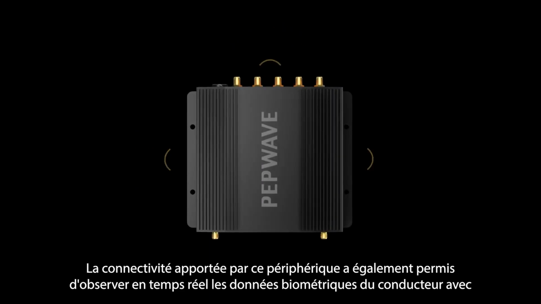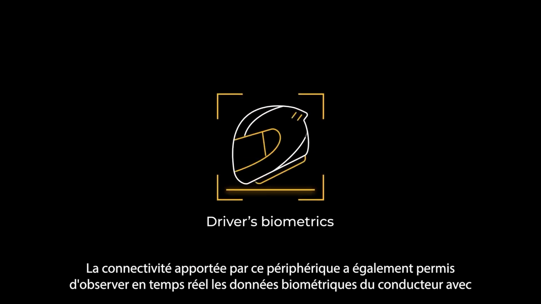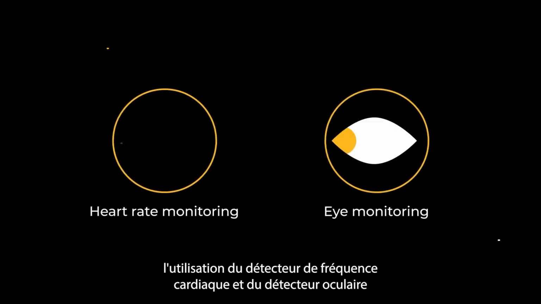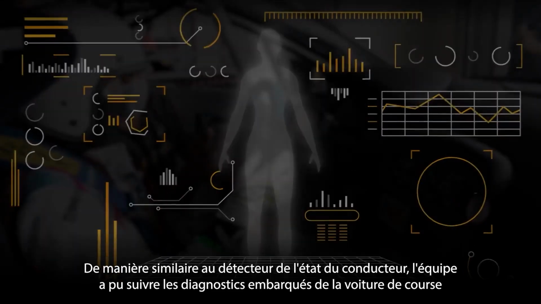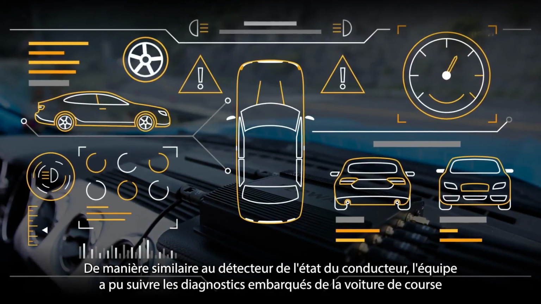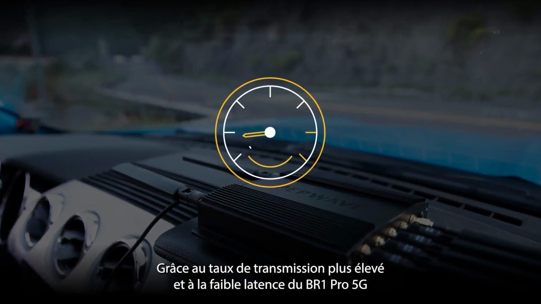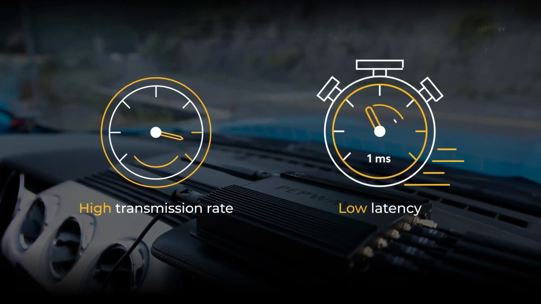The connectivity brought by this device also enabled real-time observation of the driver's biometrics with the use of heart rate monitoring and eye monitoring. Similar to the monitoring of the driver's state, the team was able to keep track of the race car's onboard diagnostics thanks to the BR1 Pro 5G's high transmission rate and low latency.